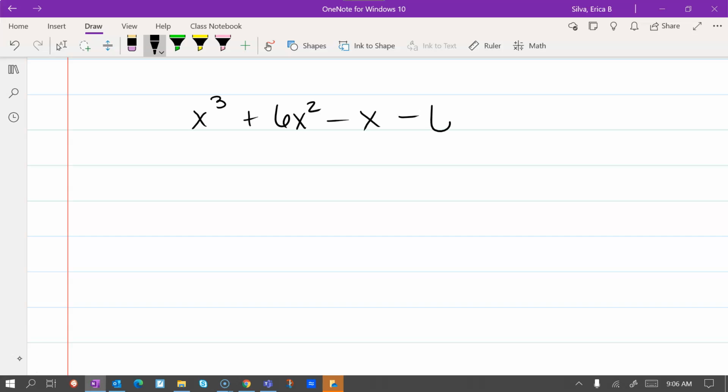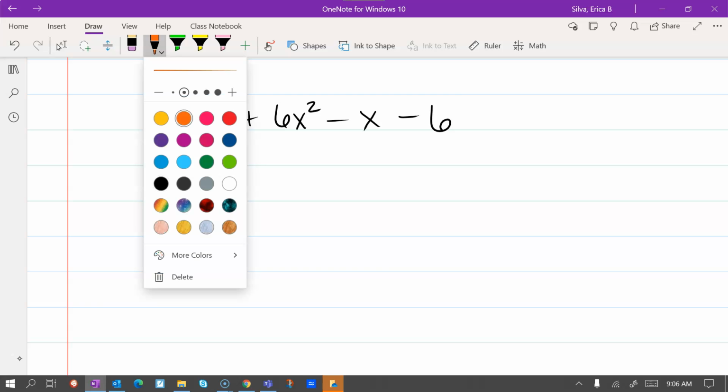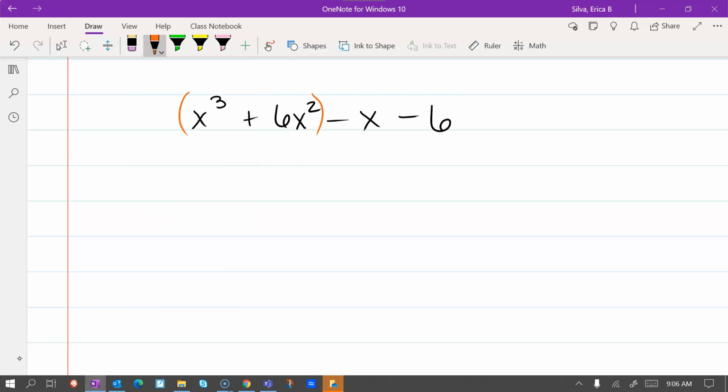For our next example, we're going to use x cubed plus 6x squared minus x minus 6. So first we want to see if there's a GCF between all four terms, and there is not. So we move on to the next step, which is to group the first two terms together and the last two terms. So between the first two terms, we look at the coefficients. There's 1 here and 6 here. So the GCF between my numbers is 1.